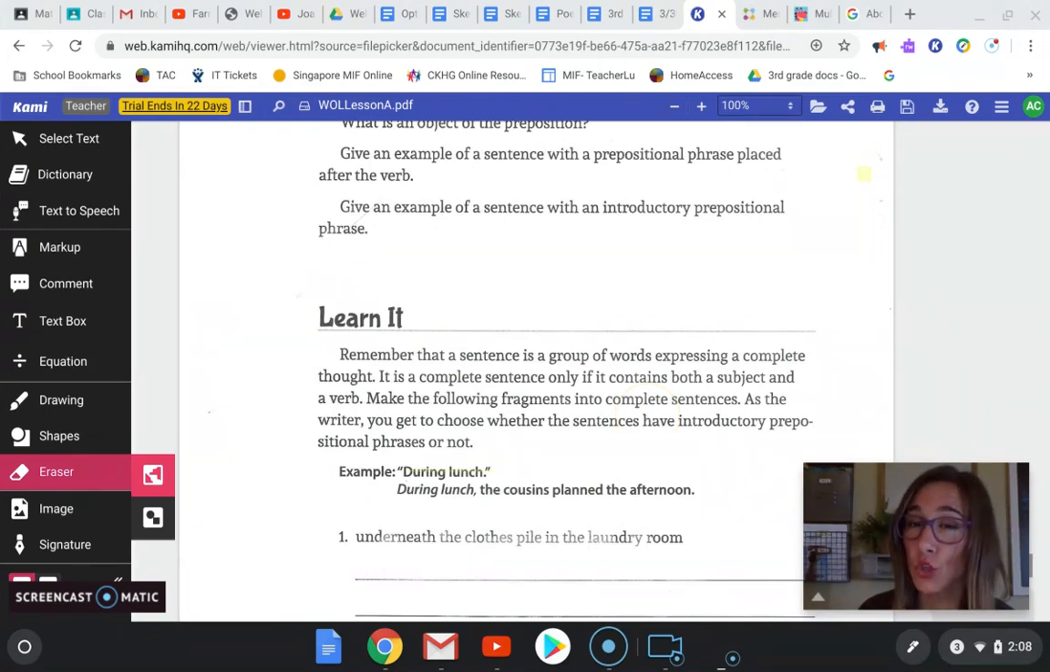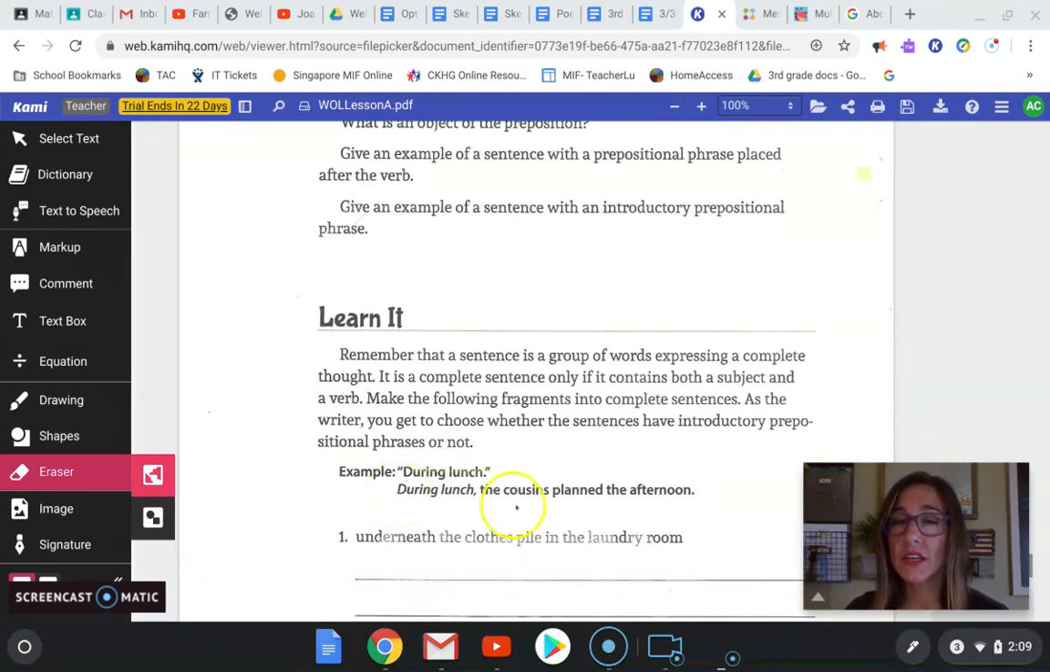Remember that a sentence is a group of words expressing a complete thought. It is a complete sentence only if it contains both a subject and verb. Make the following fragments into complete sentences. As the writer, you get to choose whether the sentences have introductory prepositional phrases or not. So let's look at the example. During lunch, not a complete sentence, okay? We need to get at least a subject in there and at least a verb in there. So here's what the book came up with.